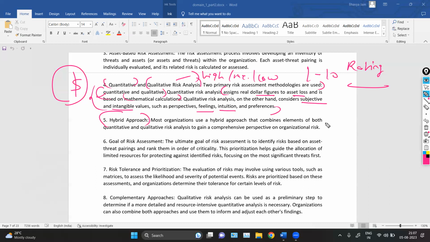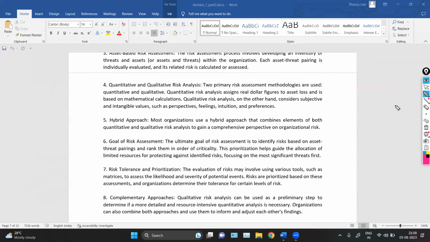So hybrid is like when you are making a balance. Let's say you are doing the quantitative and qualitative, you are following both approaches in an organization, and you are maintaining a balance between both qualitative and quantitative. Then we can say you are considering a hybrid approach, which is using both approaches, quantitative and qualitative. Both are necessary if you want to derive an accurate result.